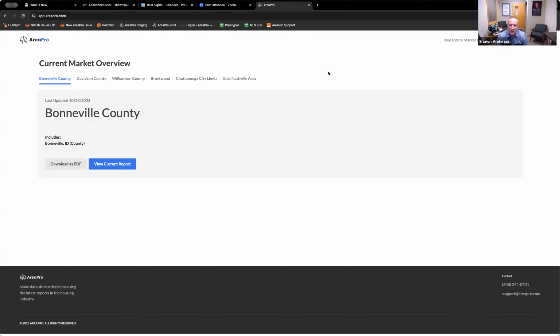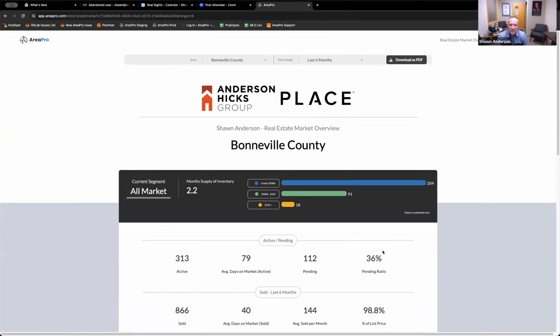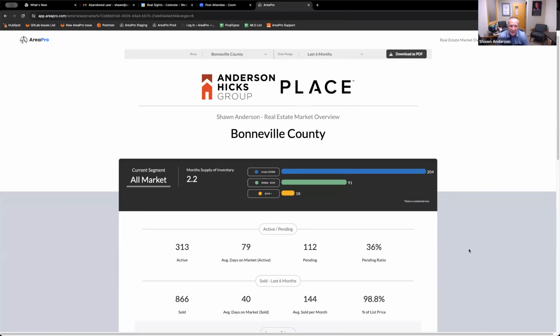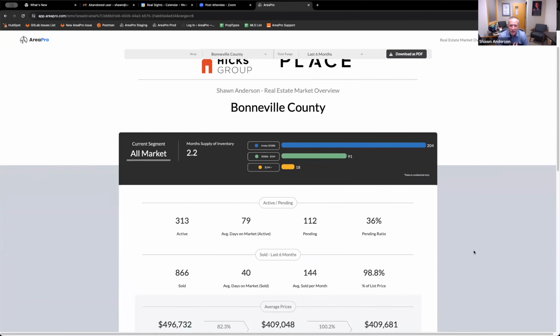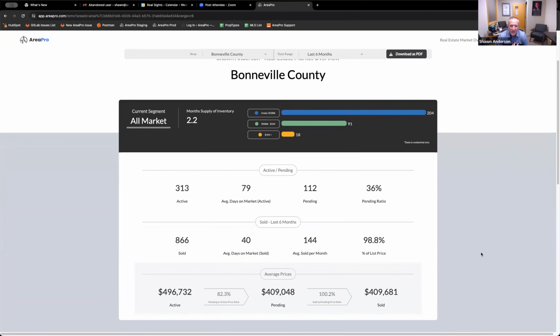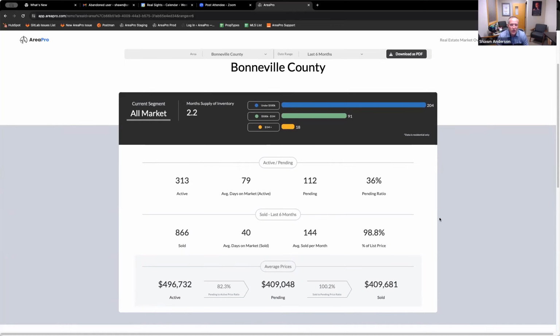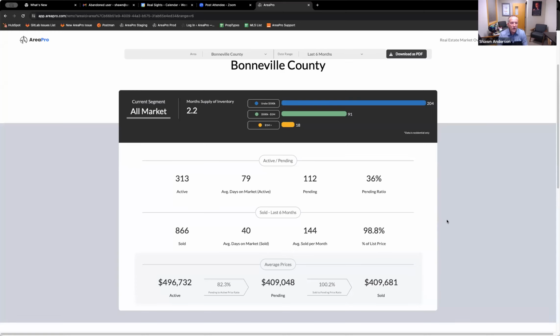And so you can build areas based on, well, first, let me just show you the report. This is the digital version of what I was just showing you. This is my county here locally. This is Bonneville County. And these are the most critical metrics for Bonneville County, starting with the month supply of inventory. To me, that's number 1. If I could only take 1 metric with me on a listing appointment, it would be the month supply of inventory. Because that's the ratio of what's selling versus what's available, and it tells the story of whether someone's in a buyer's market or a seller's market.